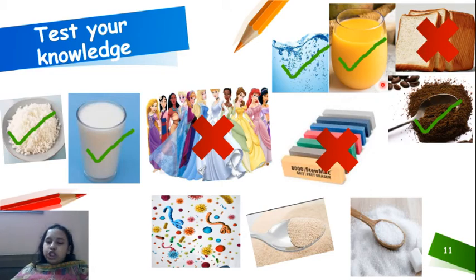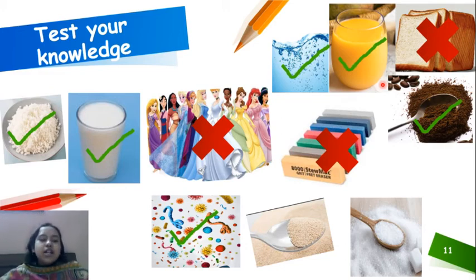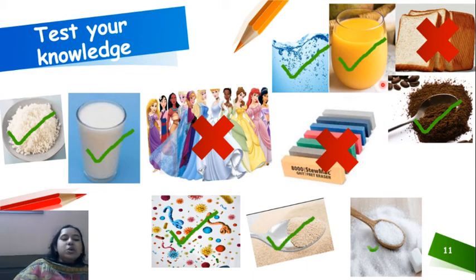Now germs. Germs are so tiny particles, they can't be counted. So they are uncountable nouns, and they can be present in a large quantity. So this is correct for the use of much.